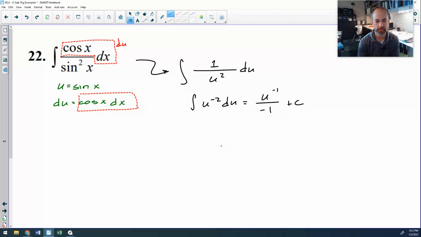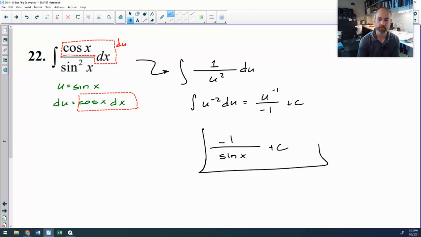I'm also going to rewrite this. I'm going to move that u back to the bottom. So it's negative 1 over sine x plus c. And if you're feeling fancy, you can call that negative cosecant x plus c if you want to. The only reason you would want to do that is if it's a multiple choice question and you have to match your answer to something in the multiple choice options.